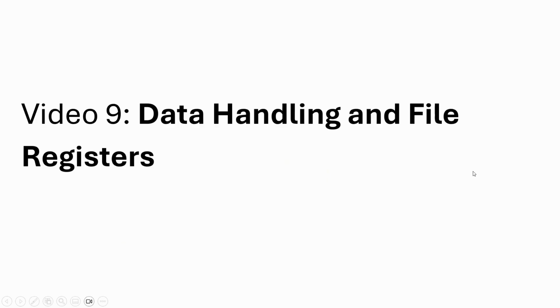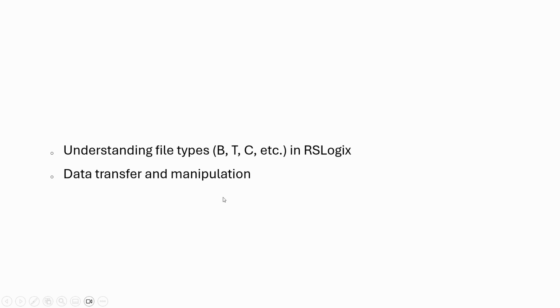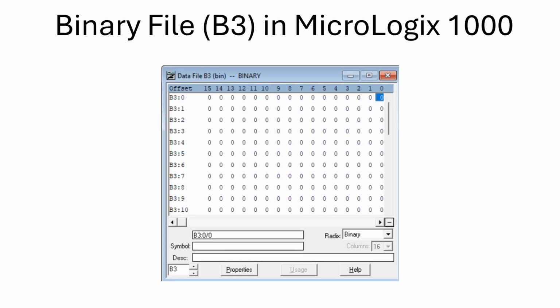All right, so now we're going to talk about video 9, data handling and file registers. It's a very important part of ladder logic programming. We want to understand the different file types that are involved with the MicroLogix PLC. That would be the B, which are binary files, T, timers, and C, counters, etc., that you'll run into in RSLogix. And also we're going to cover data transfer and manipulation.